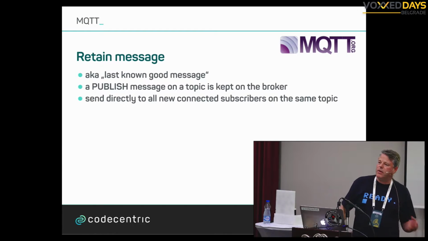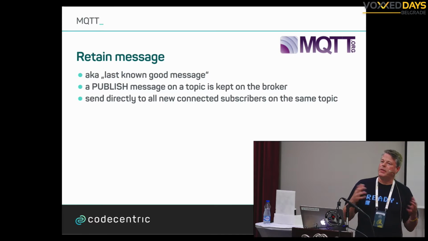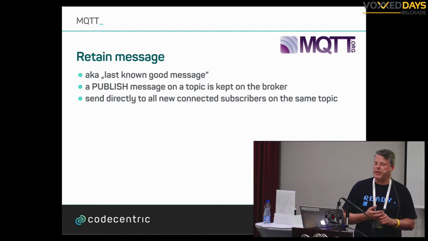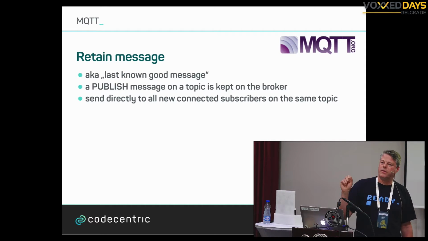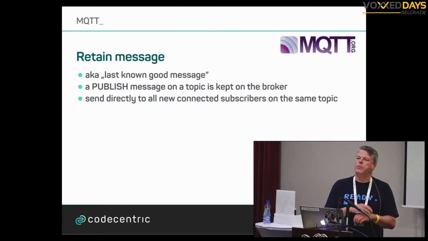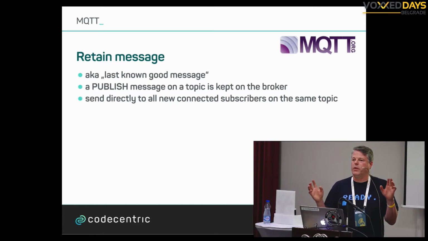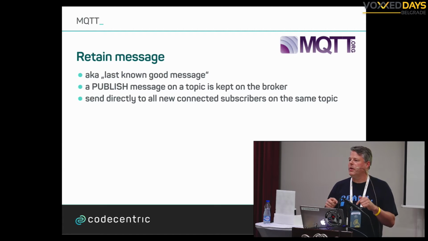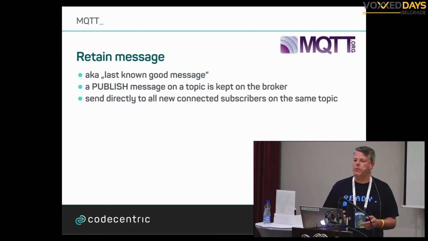There's another flag which messages can be marked with. It's a retain message. Messages sent with this retain flag will be stored at the broker as the last known good message. This is quite interesting if you have sensor devices transporting, for instance, temperature, and you want to make sure that any new client which connects to the broker receives the last known message which was sent to this topic instantly, immediately, while it's connected.